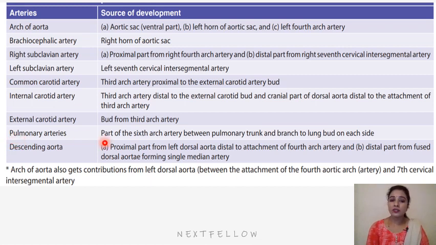The pulmonary artery is part of the sixth arch artery between the pulmonary trunk and the branch of the lung bud on each side. The descending aorta is the fused part of the dorsal aorta on the caudal side: the proximal part of the left dorsal aorta distal to the attachment of the fourth arch artery, and the distal part of the fused aorta forming a single median thoracic and abdominal aorta. One thing to remember here, students: the arch of aorta also gets a contribution from the left dorsal aorta between the attachment of the fourth aortic arch artery and the seventh intersegmental artery. So this completes the overall idea about the aortic arch arteries and their sources of development.